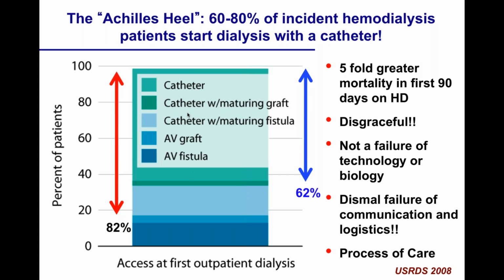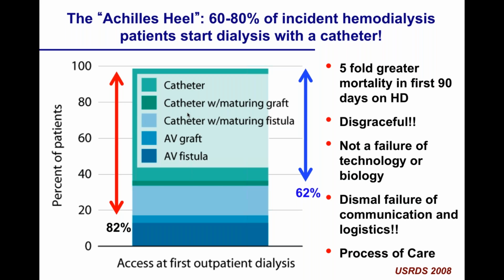This is a critically important slide, and what it demonstrates is that if you have 100 patients starting dialysis in this country, about 80 of them start dialysis with a tunneled dialysis catheter. And this is a number that is high throughout the world. I think the US does much worse than Europe and Asia, but even in Europe and in Asia, the figures are probably 50 to 60% starting dialysis with a catheter.